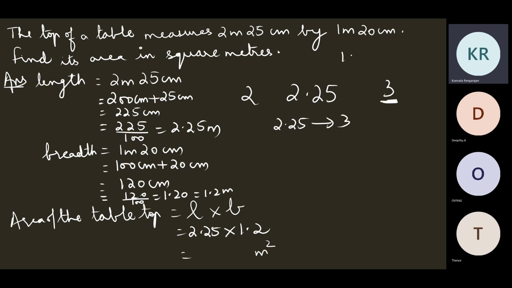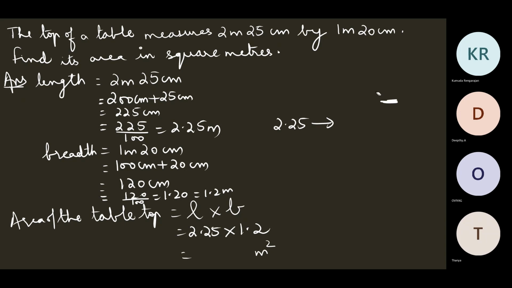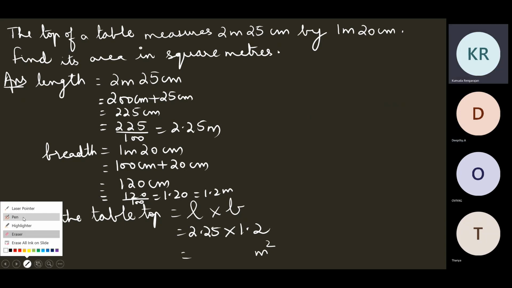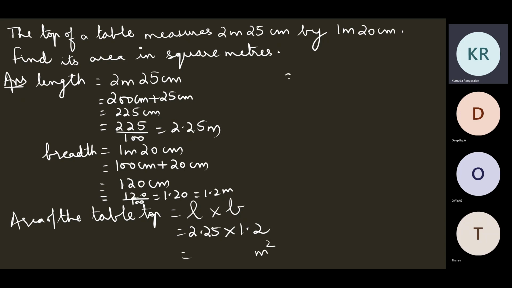Similarly, 1.2 lies between what? 1 and 2. 1.2 lies between 1 and 2. So 2.25 lies between 2 and 3, and we'll round it up to 3. And 1.2 lies between 1 and 2, so we'll round it up to 2. So what is the product? 3 times 2 is 6. So somewhere less than 6, you must get your answer.